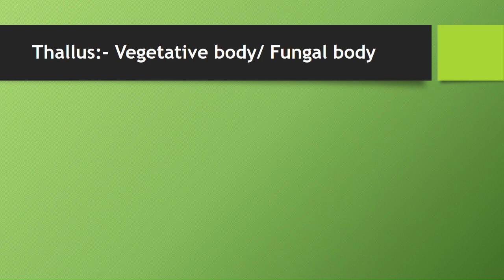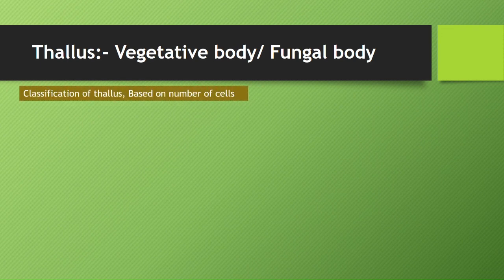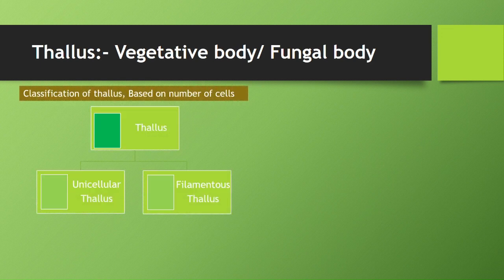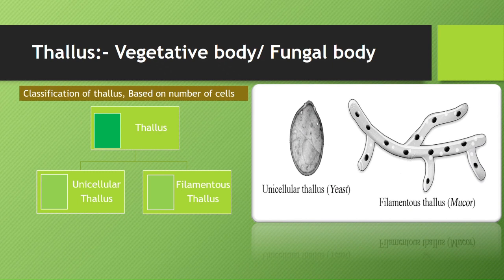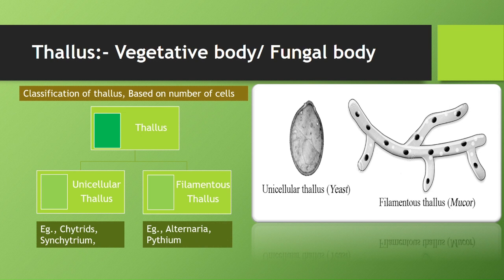Now we will discuss the classification based on number of cells. Based on number of cells, thallus is divided into unicellular thallus and filamentous thallus. Unicellular thallus is made up of a single cell, while the filamentous thallus is made of a filamentous structure which is branched and multicellular. Unicellular thallus containing fungi include Chytridium and Synchytrium, while filamentous thallus include Alternaria and Pythium.